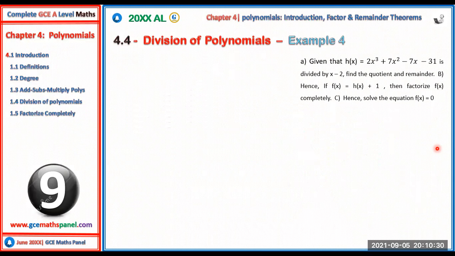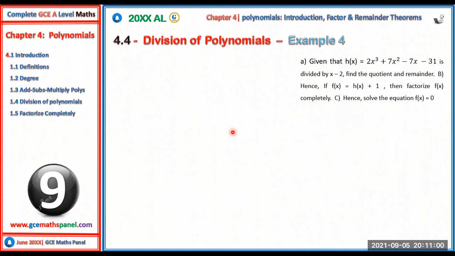I want to emphasize that whenever you hear the word hence, it means you must continue with the solution of the previous sub-question. For example, I've solved A here, and I'm now in B. They say hence, means I must continue with the working from the previous question to have the final solution. If they say hence or otherwise, you have a choice. But if they say hence, you must follow instructions. Hence means you must continue.